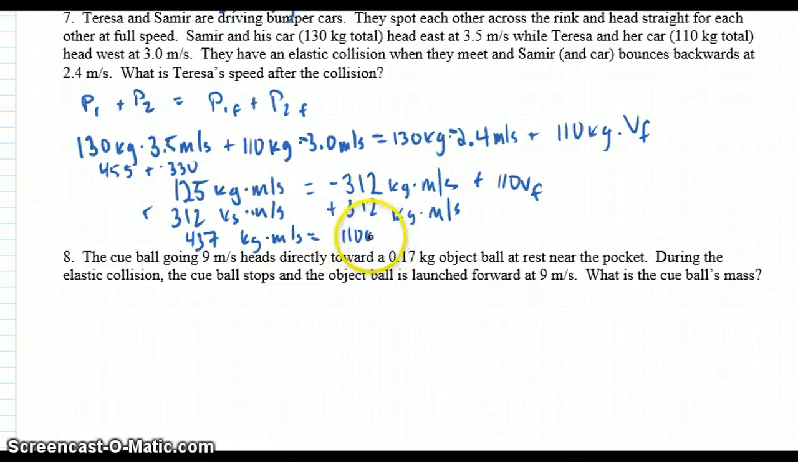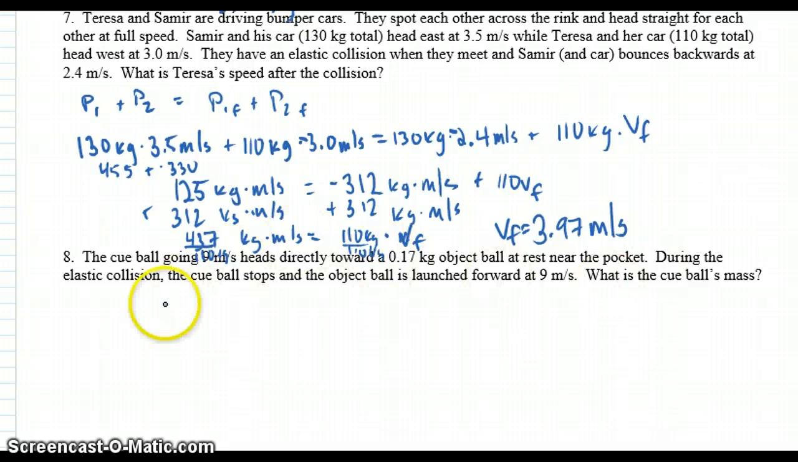110 kilograms times velocity final. Divide both sides by 110. And we get that the velocity final is equal to essentially 3.97 meters per second.